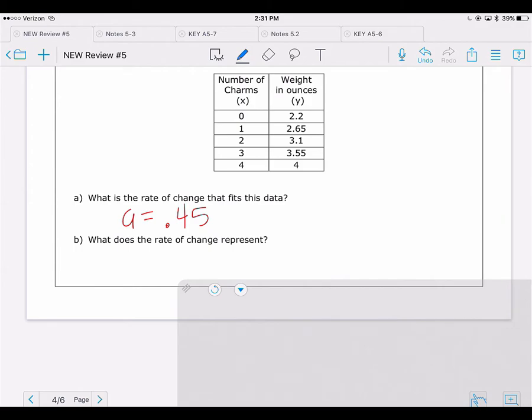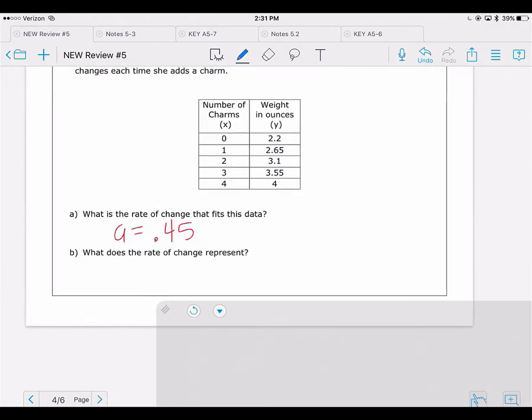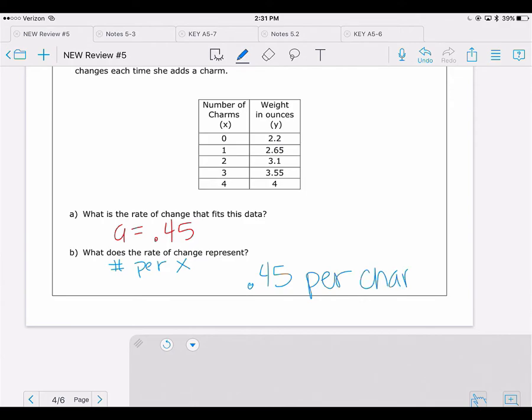And then they ask, what does the rate of change represent? So remember, it's a number per x. So 0.45 is my slope, per x is my charm. So 0.45 ounces per charm. So y per x.